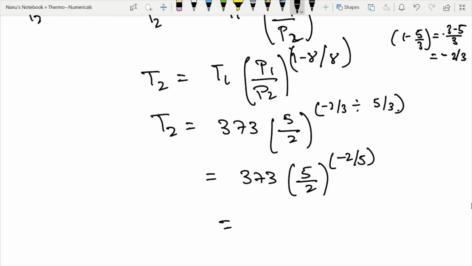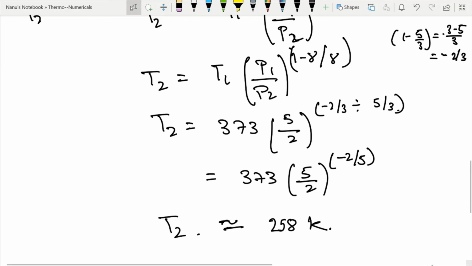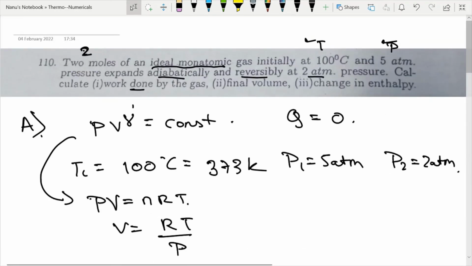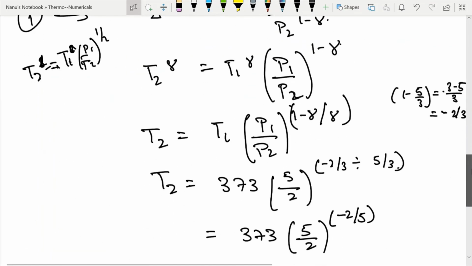Because you have to just do 5 by 2 to the power of minus 2 by 5. This is actually pretty simple, and if you do it, the answer comes around 258 Kelvin. So we found T2. What was the question? We need to find the work done. It is an adiabatic process, so Q is 0.